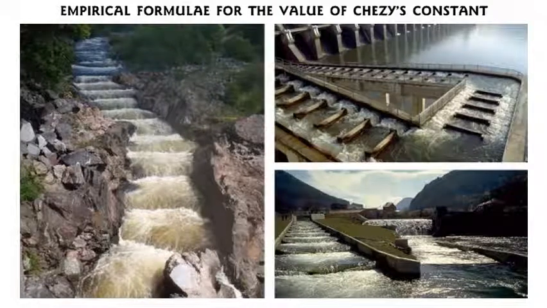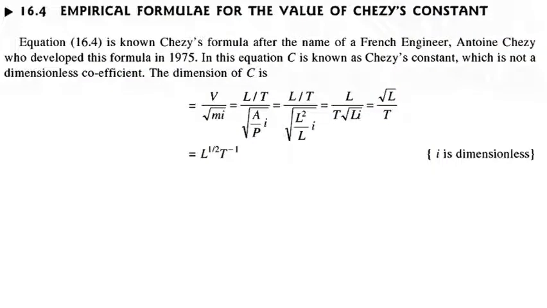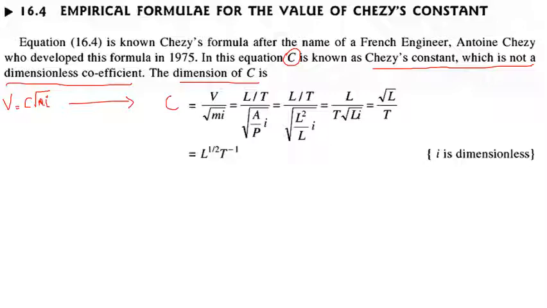In this video, we will see how to determine the value of Chezy's constant. Chezy's constant, denoted by C, is not a dimensionless coefficient. So, how to find the dimension of C? We know the basic equation V = C √(m I), where m is the hydraulic mean radius or hydraulic depth. From this equation we can write C = V / √(m I).